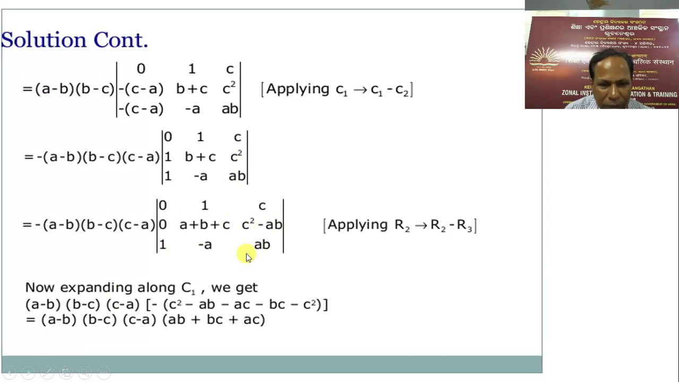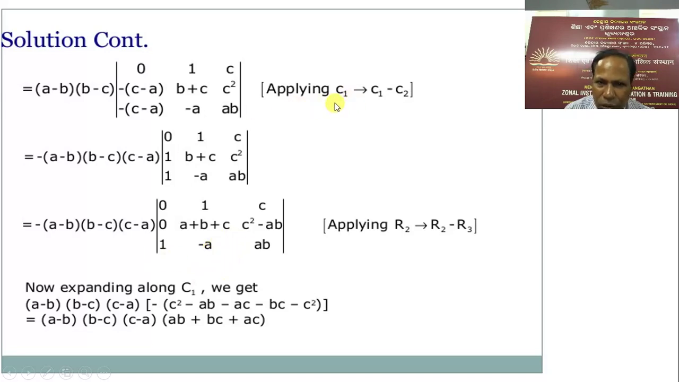One thing we can remember here is that in a particular step we are free to apply either a row operation or a column operation, because the property allows us that if in a determinant rows are changed to columns and columns are changed to rows, there is no change in the value of the determinant.